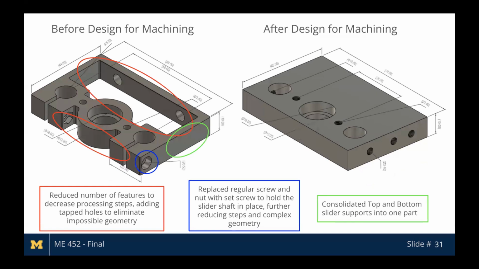Overall, the changes can be summarized as a reduction in complex and impossible features, paired with the use of tapped holes to further decrease processing steps. We were also able to consolidate the top and bottom slider supports into one part, reducing the overall number of differentiated parts in the assembly.